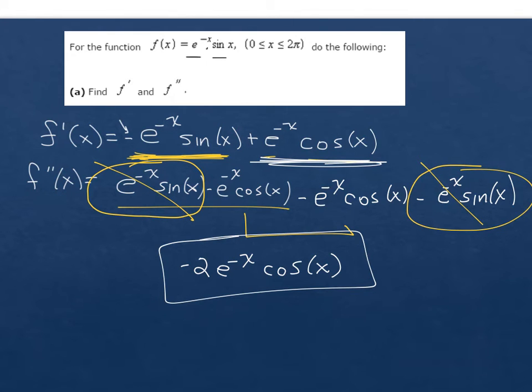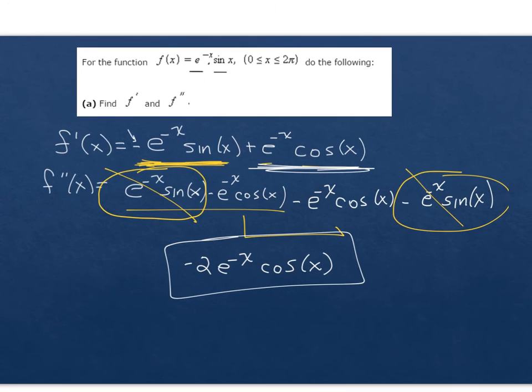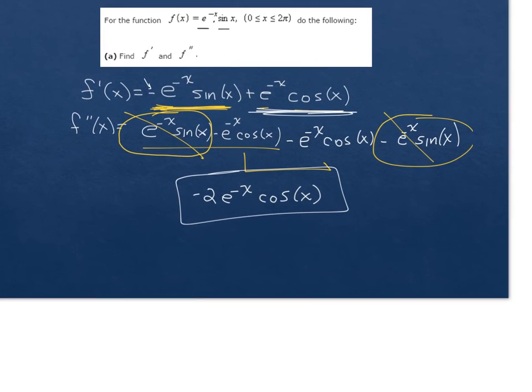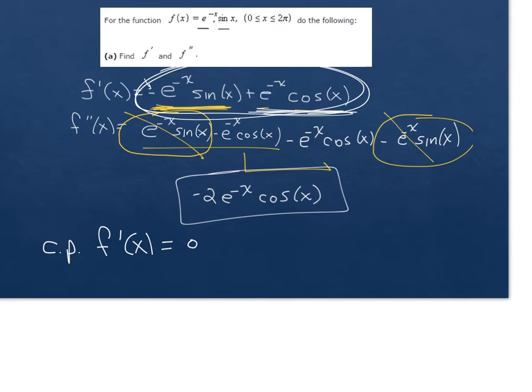All right, now this problem has a lot more parts. I'm just not showing them on here. So then the next thing it tells me to do is find the critical points. Well, I know I find the critical points by setting the first derivative equal to 0. So going way back up here, I see that my first derivative is negative e to the negative x sine x plus e to the negative x cosine x.